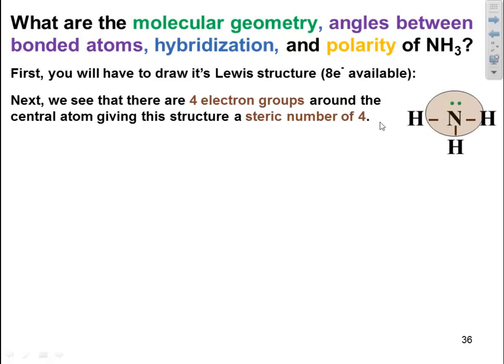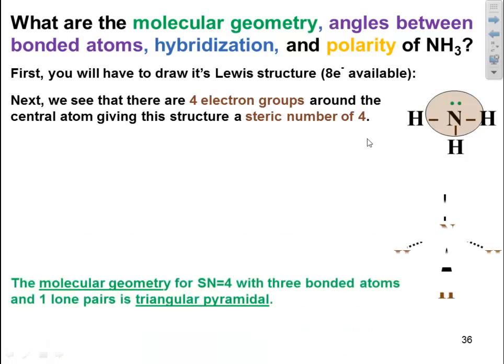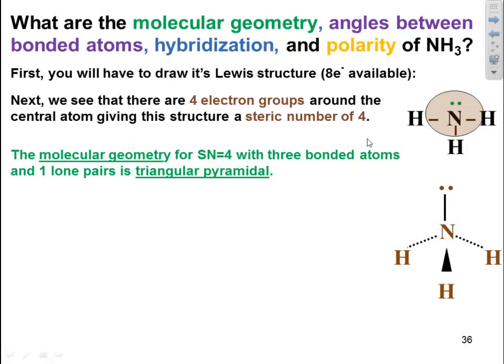So we see we got 4 electron groups around, steric number equal 4. Molecular geometry, SN equal 4 with 3 bonded atoms and 1 lone pair is your trigonal pyramid. Okay, let's talk about angles between bonded atoms.